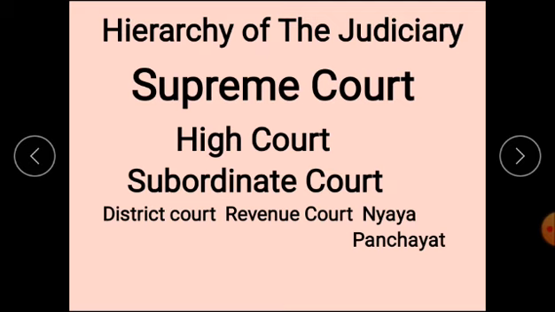Hierarchy of the judiciary. On the top, the Supreme Court. After that, High Court. After that, subordinate court. And under subordinate court, district court, revenue court, and Nyaya Panchayat.